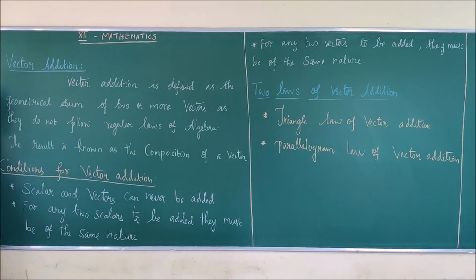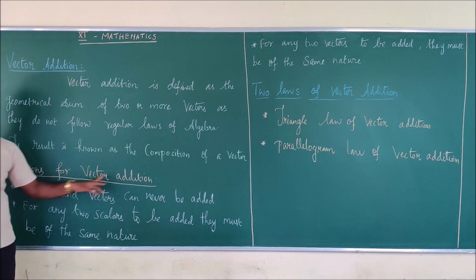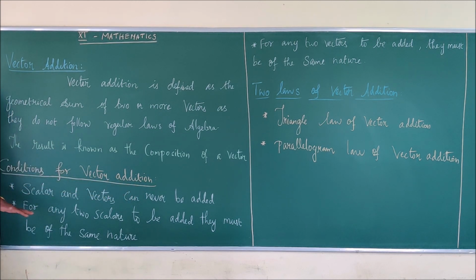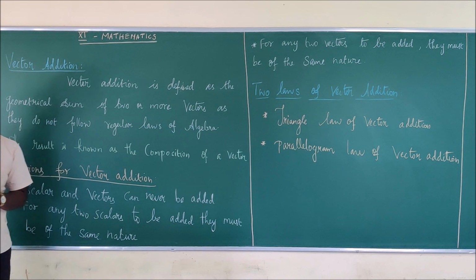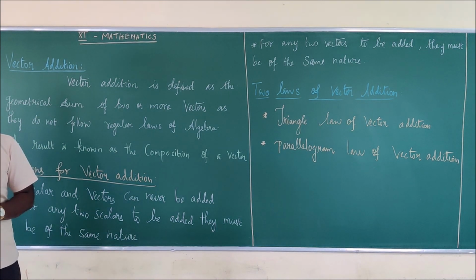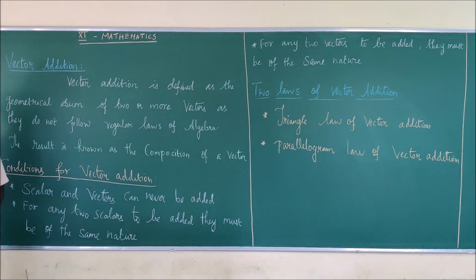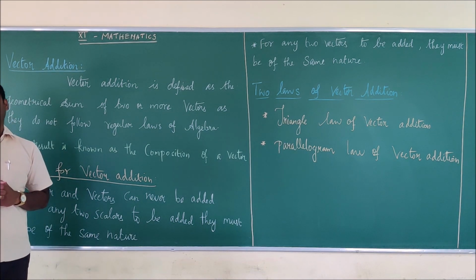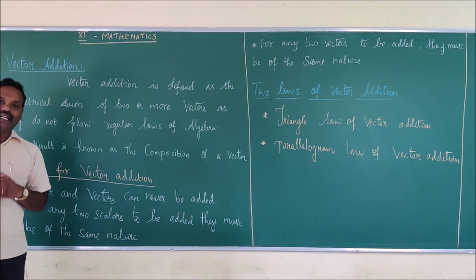Next, the conditions for vector addition. You have to make a note of these conditions before adding any vectors. What are the conditions? First condition: scalars and vectors can never be added. You should not add a scalar, that is a number, to a vector. That is the first thing you have to remember.